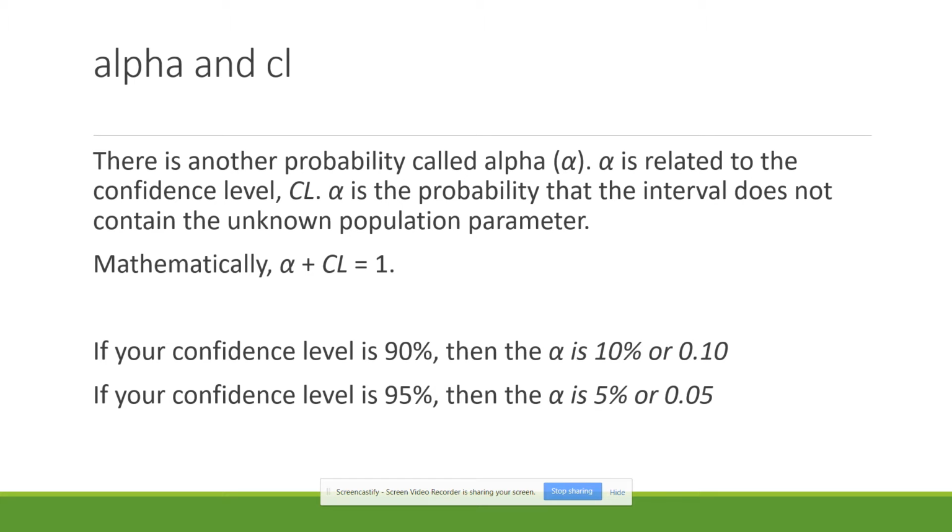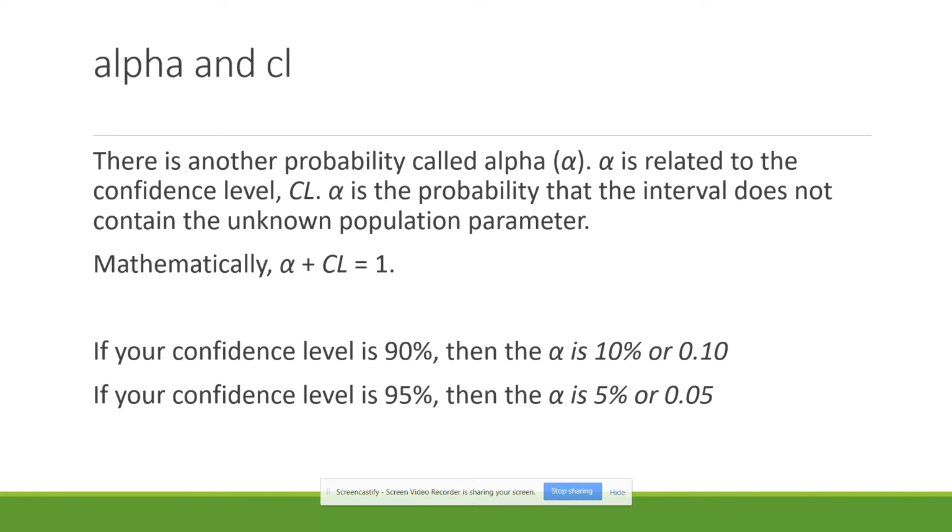So now we're going to talk about alpha and confidence levels. There's another probability called alpha, or the level of significance, that you'll hear about in statistics. Alpha is related to the confidence level. Alpha is the probability that the interval does not contain the unknown population parameter.